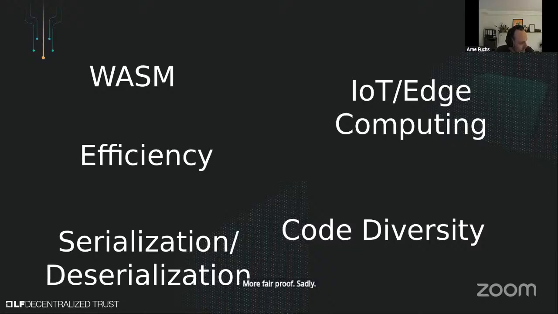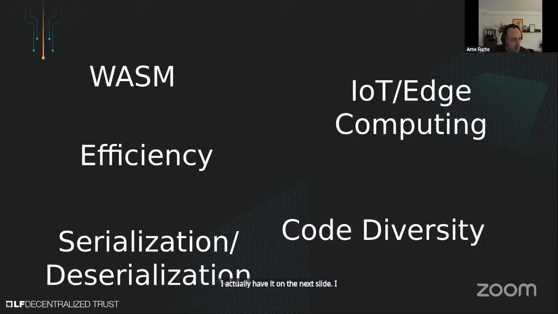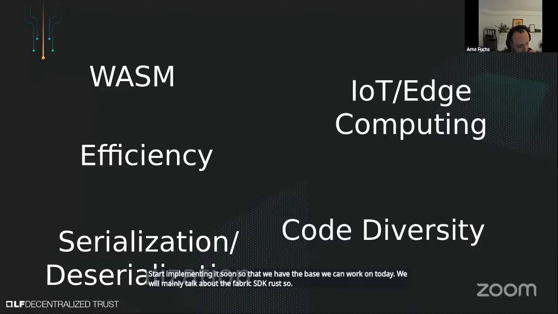Sadly, currently, the chain code implementation is not yet implemented. So we have the GitHub repo for that. I think it is, let me think, fabric-chaincode-rust. I'll send the link into the chat later on. I actually have it on the next slide, I see. I will start implementing it soon, so that we have a base we can work on. Today, we will mainly talk about the fabric-sdk-rust, so the connection to the network, not the chain code.